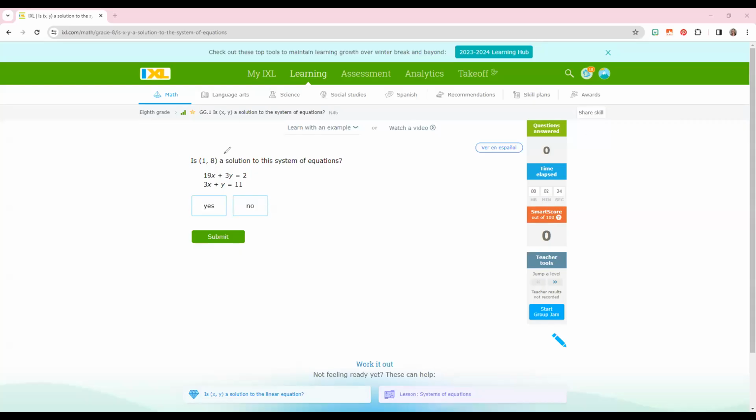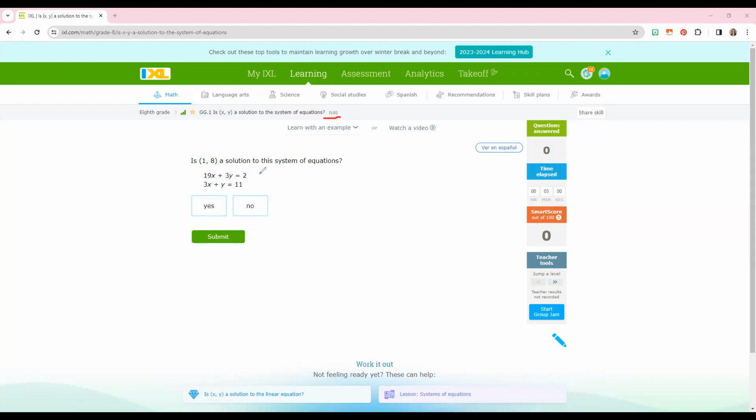All right, so here we are on IXL, specifically working on skill N46. Is this ordered pair a solution to the system of equations? So in our example here, we are given our ordered pair and we want to know if it's a solution, if it actually works. So if you had a graph, then you could graph both of these lines here and you would be able to see whether or not they intersect. And if they intersect, is it at that point 1, 8? But since we don't have a graph, we're going to talk about another way you can do this.